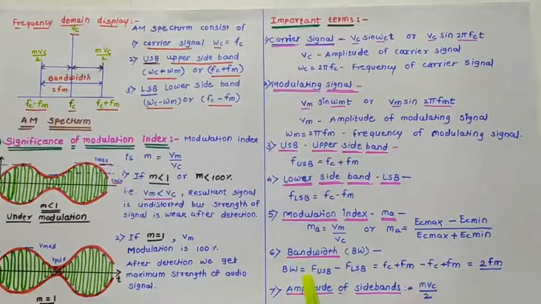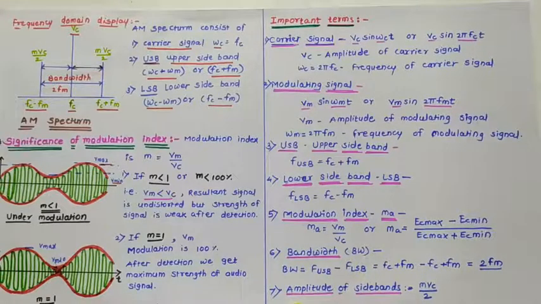Bandwidth is equal to F USB minus F LSB, that is upper sideband frequency minus lower sideband frequency, and given by FC plus FM minus FC minus FM, and this is twice FM. So bandwidth in an AM signal is given by twice FM.